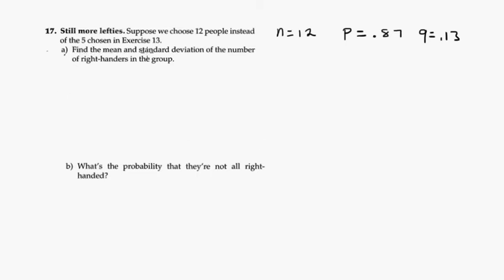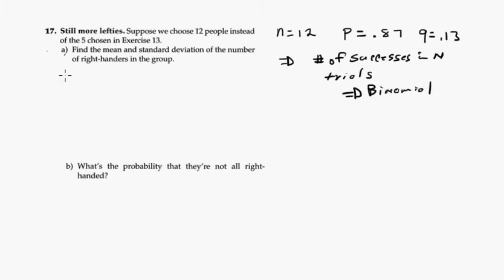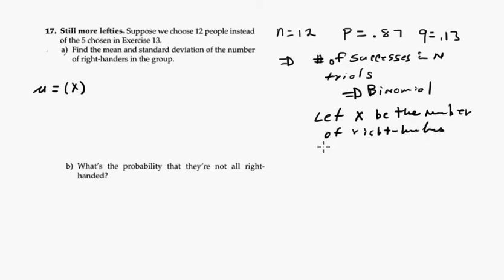Okay, so here we're asked to find the mean and standard deviation of the number of right-handers in the group. This implies we're still interested in the number of successes in n trials, so that implies binomial. Let X be the number of right-handers discovered.